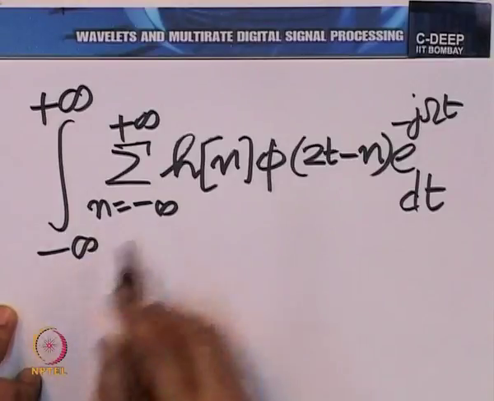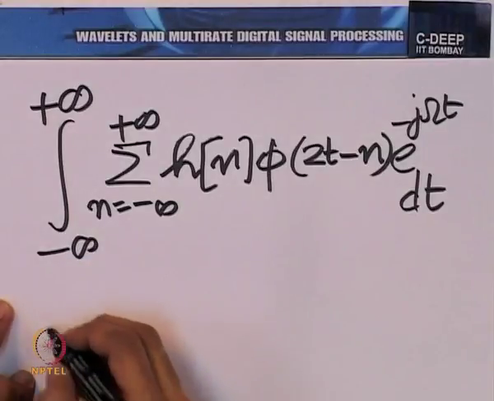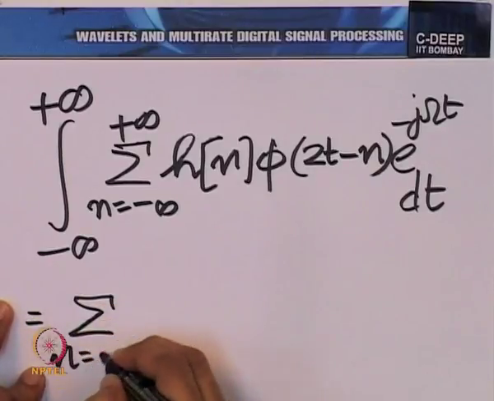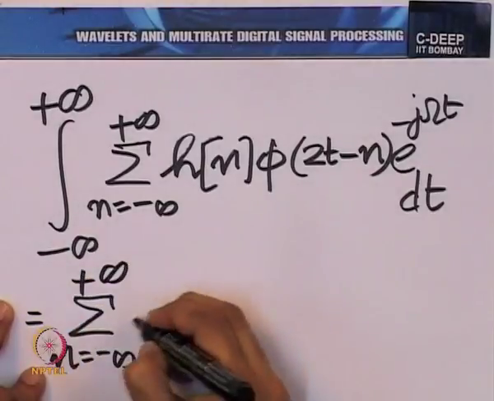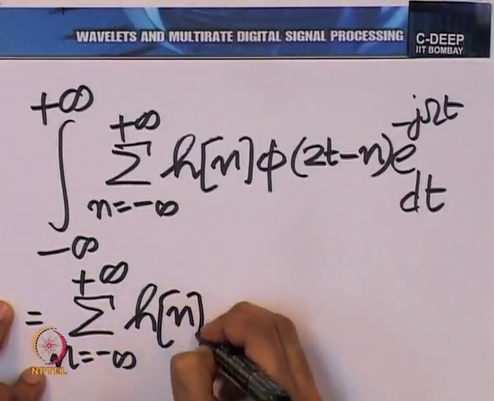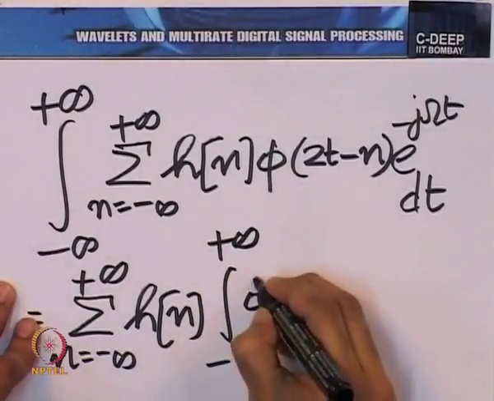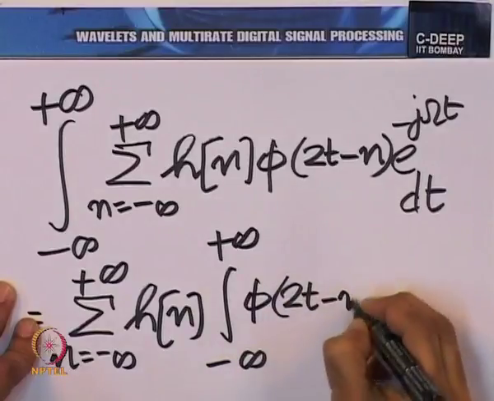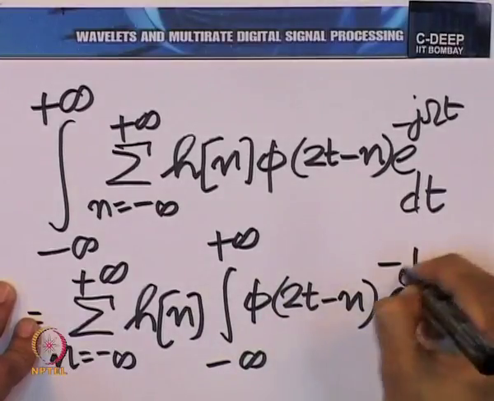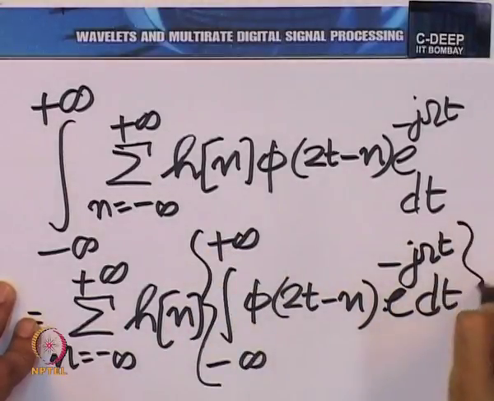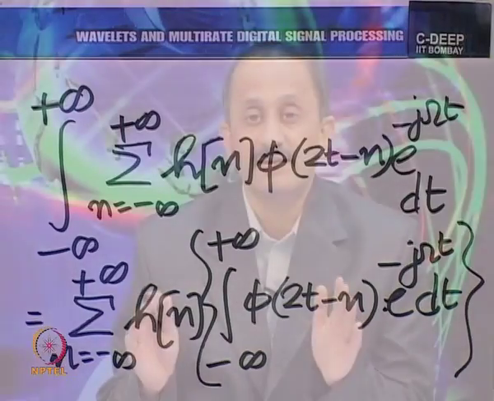We could interchange the order of summation and integration. So, we would have this is equal to summation n going from minus to plus infinity h of n integral from minus to plus infinity phi 2 t minus n e raised to the power minus j omega t dt. So, we have isolated the part that operates with dt here. Let us evaluate that part separately.